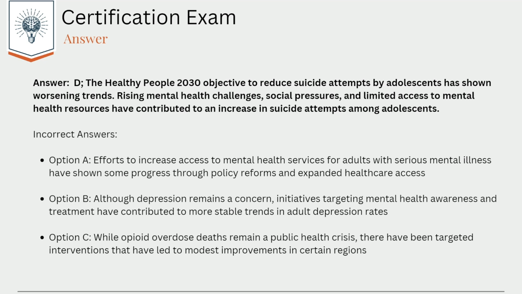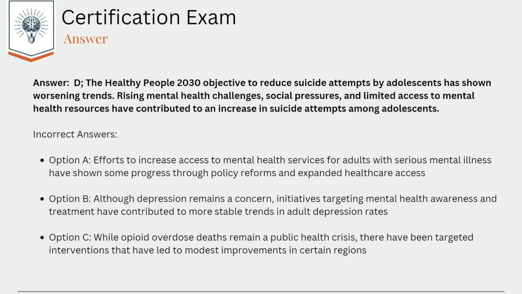Factors that contribute to this trend include rising rates of anxiety, depression, social isolation, bullying, and the influence of social media. The Healthy People 2030 initiative aims to reverse this, but recent data shows we're moving in the wrong direction. A report by the CDC highlights that suicide is now the second leading cause of death among individuals aged 10 to 24. Limited access to mental health resources and persistent stigma surrounding mental illness make the situation worse and more urgent. So let's look at why the other options are incorrect, but yet still concerning.